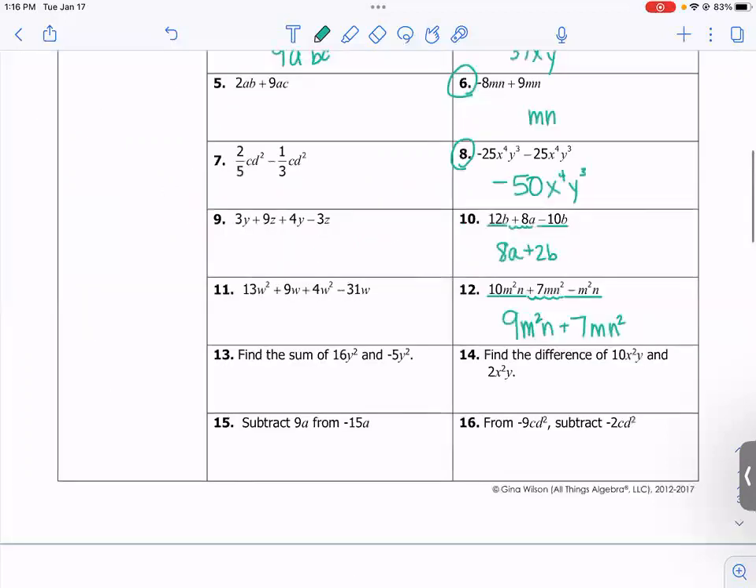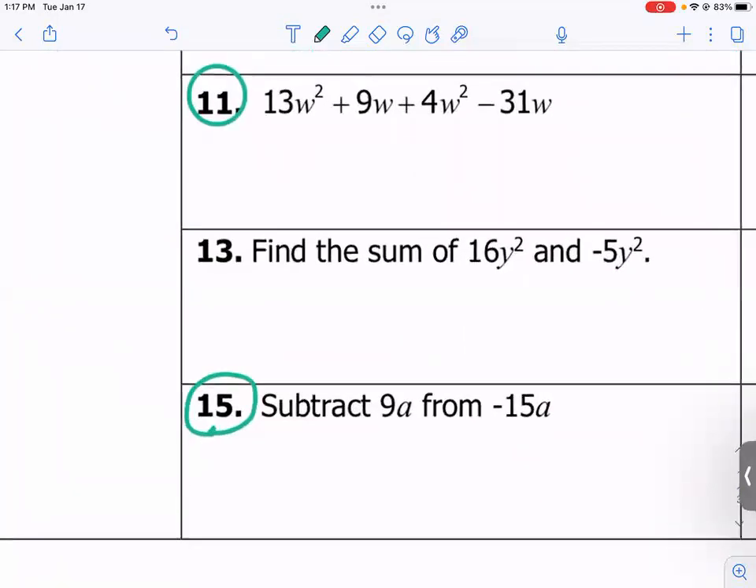Okay, so this is what I want you to do. I want you to do number 11 and I want you to do number 15. Check in with your elbow partner, please. So 11 and 15.